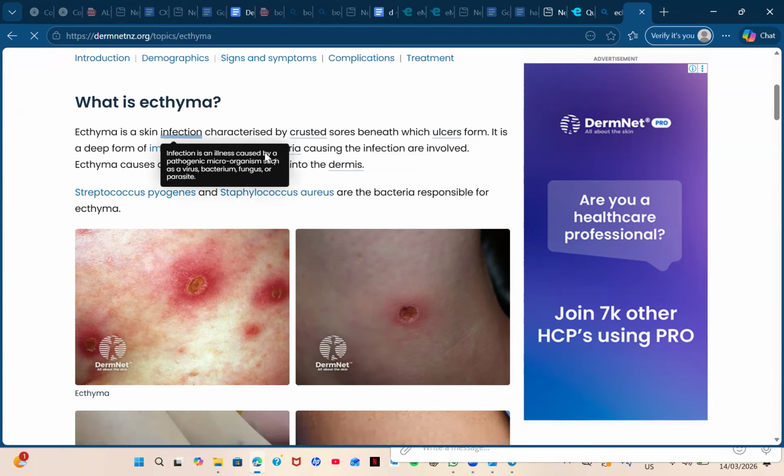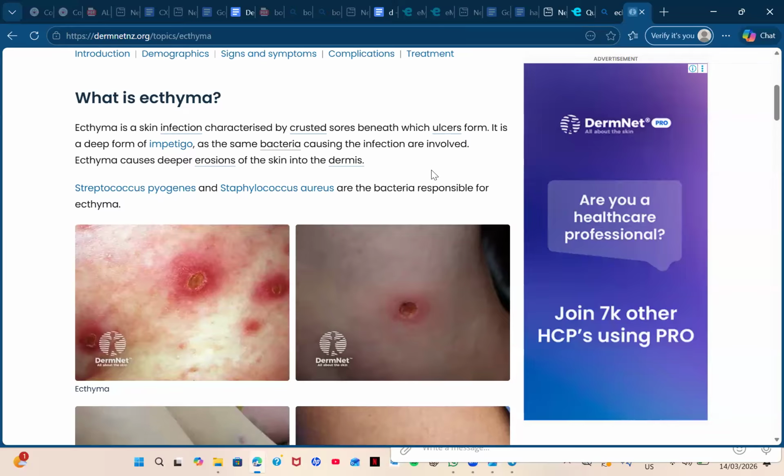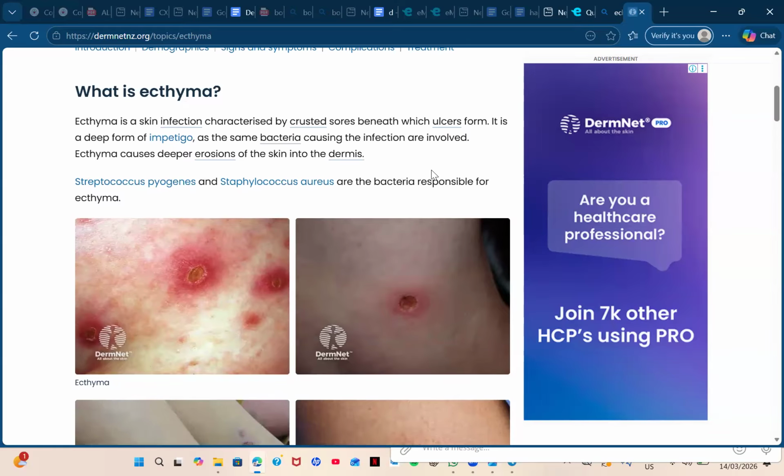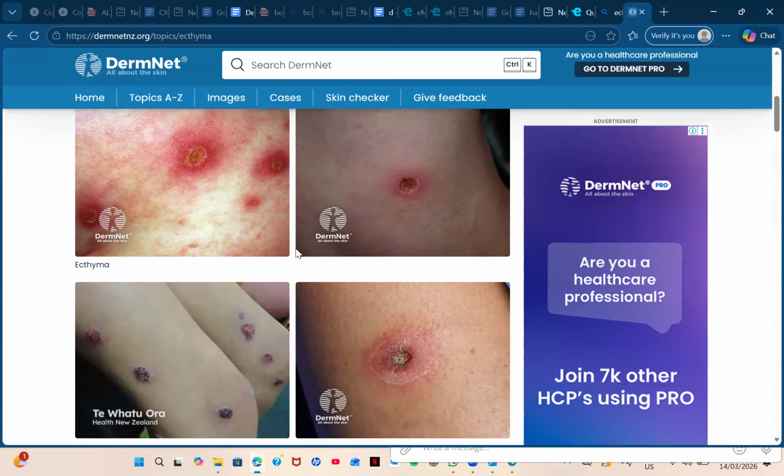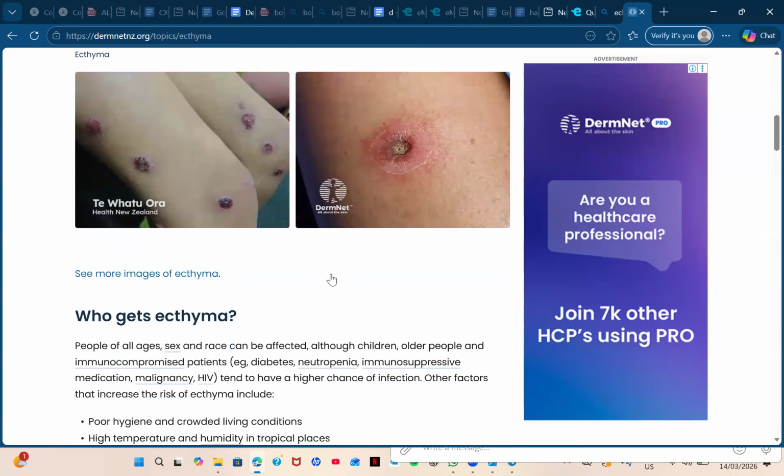Okay, ecthyma is a skin infection characterized by crusted sores beneath which ulcers form. It is deeper than impetigo. The same bacteria cause the infection, but ecthyma causes deeper erosions of the skin into the dermis, right? That's the differentiation. Streptococcus pyogenes and Staphylococcus aureus are the bacteria responsible for ecthyma, right? Here you can see it can look like this, right?